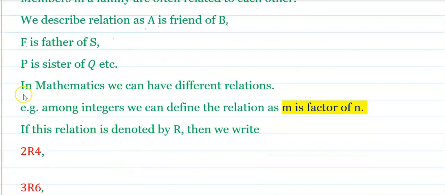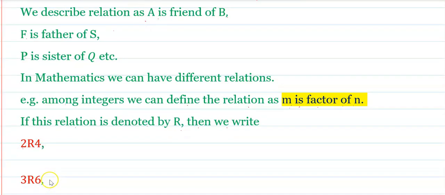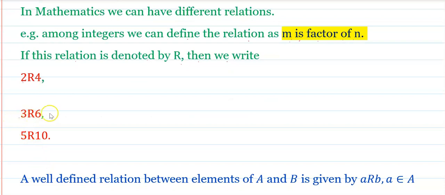And what about in mathematics? In mathematics, we can have different relations. For example, among the integers, we can define the relation: m is a factor of n. If this relation is denoted by R, then we write m R n, meaning m is a factor of n. See this here: 2 R 4 means 2 is a factor of 4. What about the next? 3 R 6: 3 is a factor of 6. 5 R 10: 5 is a factor of 10, in this way.